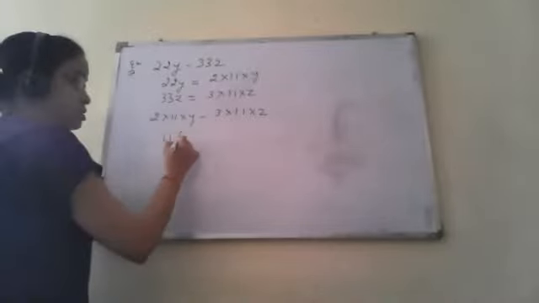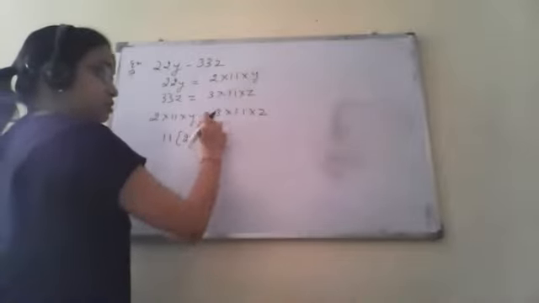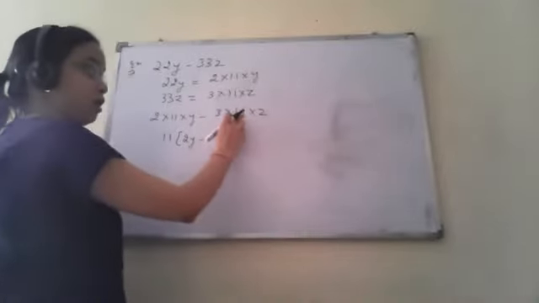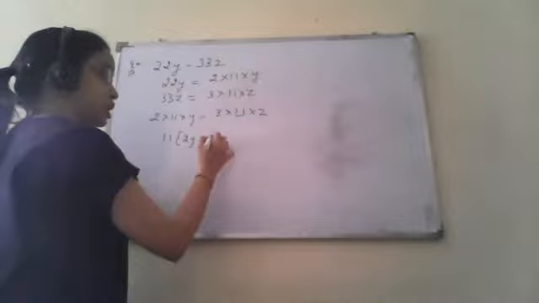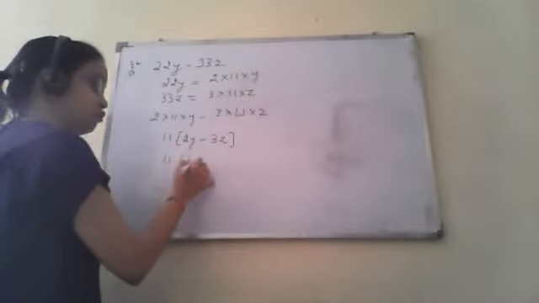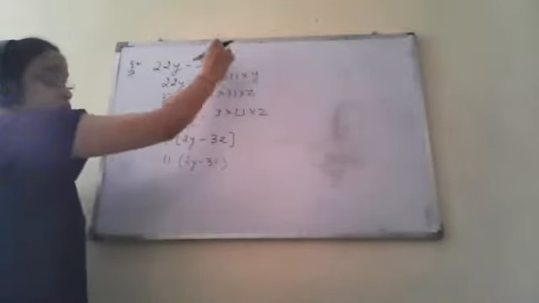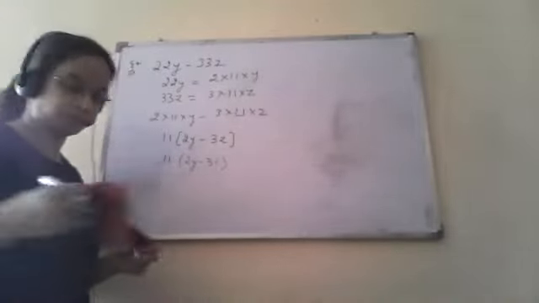So we will take 11 outside. And what is left? 2 into y, that is 2y, minus what is left after taking 11 outside? 3 into z, that is 3z. So it is 11 into (2y minus 3z). These are the factors of this expression. Okay. Now next example.